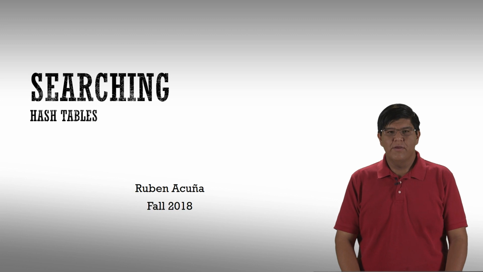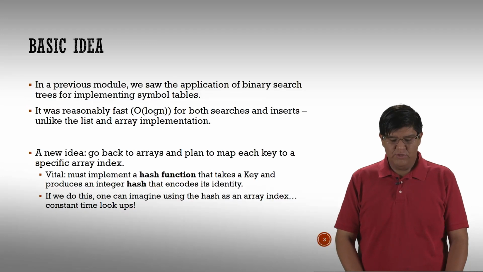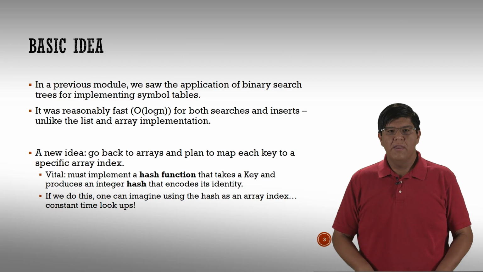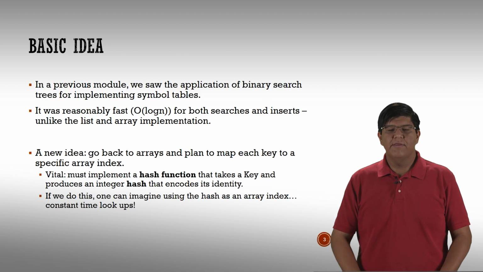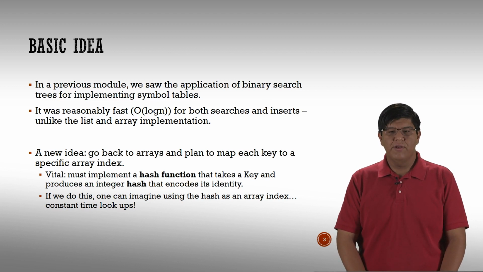Hey folks, so in this video we're going to introduce the idea of hash tables and use them to implement symbol tables. Now in previous modules we had all these other different implementations that we could possibly have for symbol tables. The last one we had that had pretty good performance was the binary search tree. And so our overall goal is to implement this ADT, which we call the symbol table, which has all these key value pairs being stored in it.